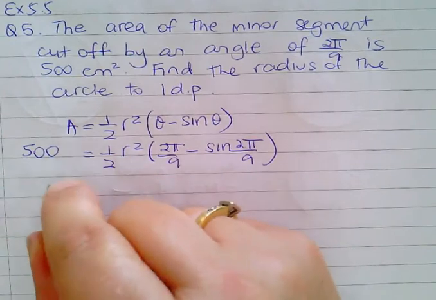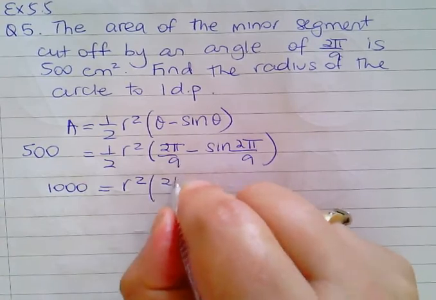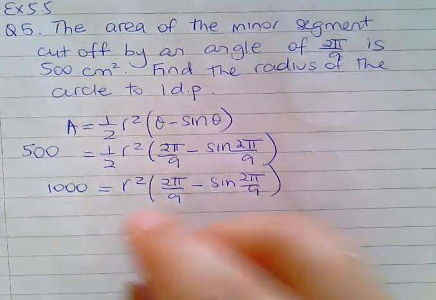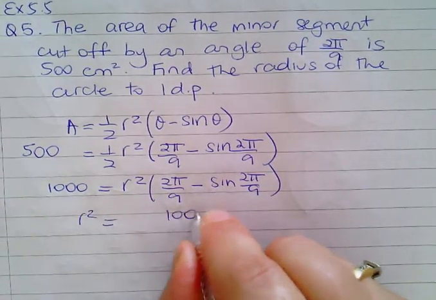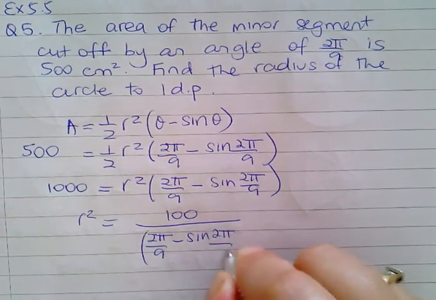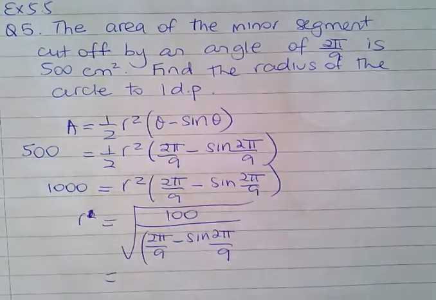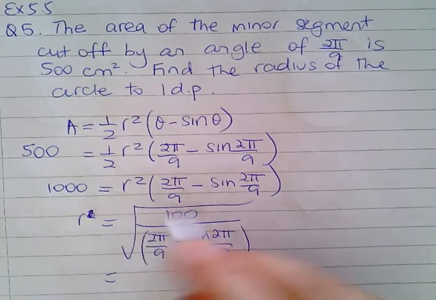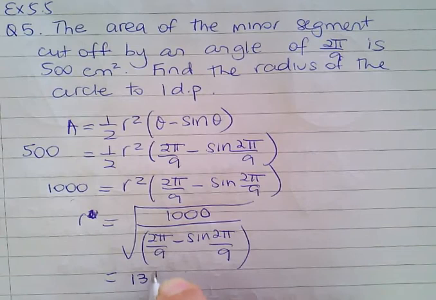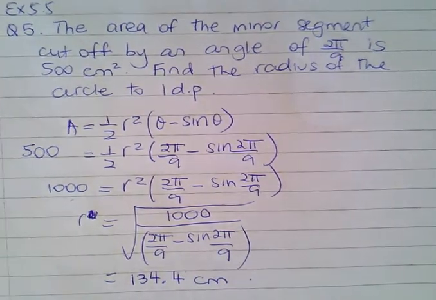So 500 times 2, so we've got 1,000 equals r squared times this, 2 pi on 9 minus sine of 2 pi on 9. Now that is not an exact value, so we can just go r squared is 1,000 divided by 2 pi on 9 minus sine of 2 pi on 9. And actually just go that r is the square root of all of that. Be careful, you want to work this out first and then square root it, okay? So if you calculate that, it's 134.4 centimetres, correct to 1 decimal place.